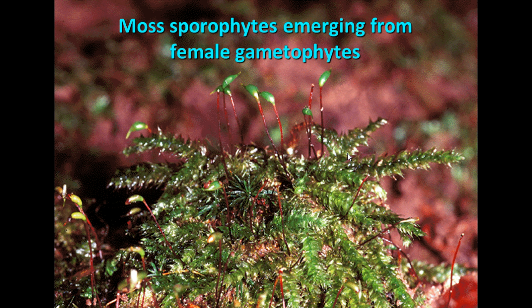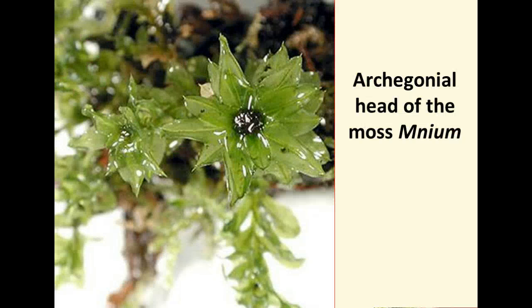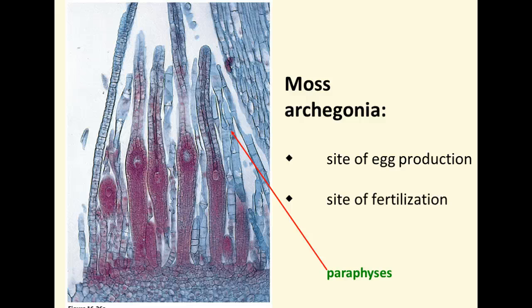All right, so I'm just going to show you some pictures of different mosses so that you can recognize the different structures. So we have our sporophytes coming off of the female gametophytes because the sperm fertilized the female gametophytes. Here's an archegonial head of a moss called Mnium. Here we can see some more moss archegonia. So the eggs are produced there, and this is where fertilization occurs. So the sperm travels down that neck, right?